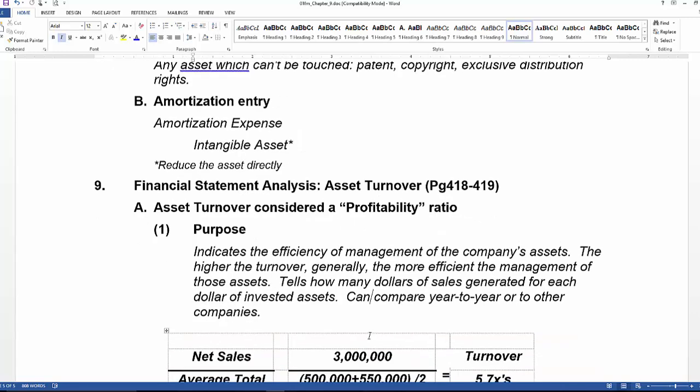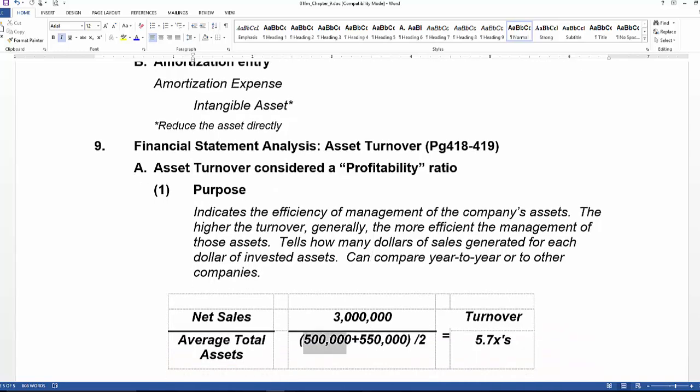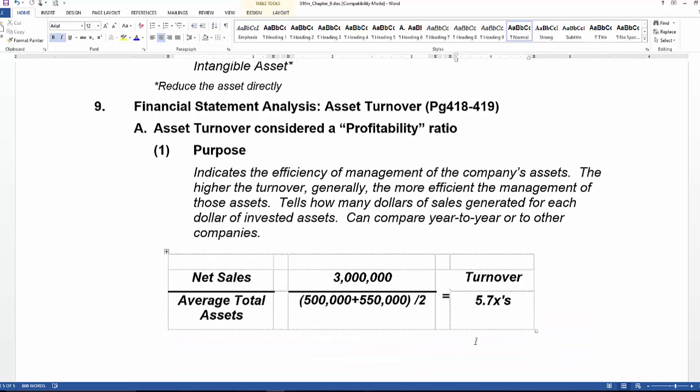In this case, I'm going to show we have net sales of 3 million and our average total assets of whatever they were at the end of the last year and whatever they are at the end of this year added together divided by 2, and we get a turnover of 5.7 times. This means on average we employ the assets that we own in order to generate sales about 5 to 6 times, almost 6 times per year, which may or may not be good depending on how well we did last year and how well we're doing among our peers.